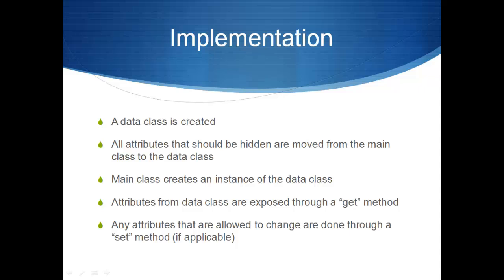This data class is then going to have all the attributes that should be hidden moved here. Then the main class is going to create an instance of the data class, and now all the other methods that should be consuming this data are going to stay over here. And then the attributes are going to be exposed through the get method as mentioned before. And then in order to change, once again, the developer is going to have to implement a set method.